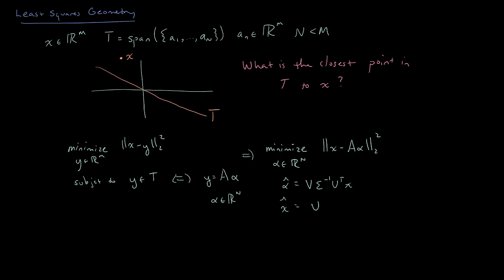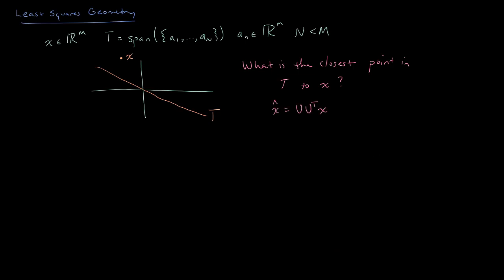expressing that in terms of the SVD, we have U sigma V transpose times V sigma inverse U transpose x. And we see that we have V transpose V, which is just the identity. So that gives us U times sigma inverse U transpose x. And the sigma and sigma inverse become the identity, and we're left with just UU transpose x. So the closest point in T to x is x hat, given by U times U transpose x.